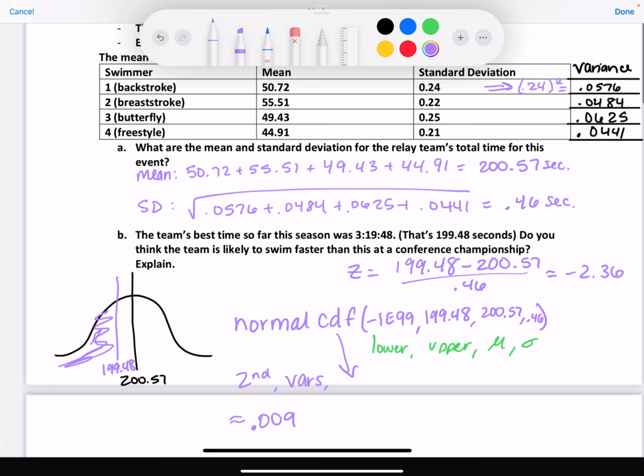So this right here is less than 1%. So it's unlikely, because the probability is less than 1% that they will be faster. Oh my word, I remember doing this exact problem. Well, it's in the example, so.